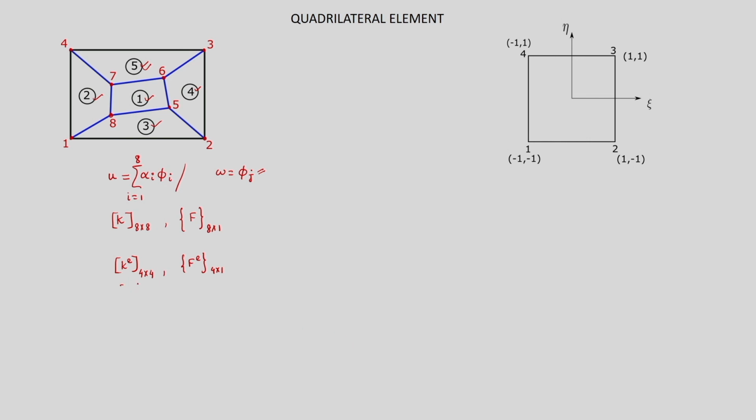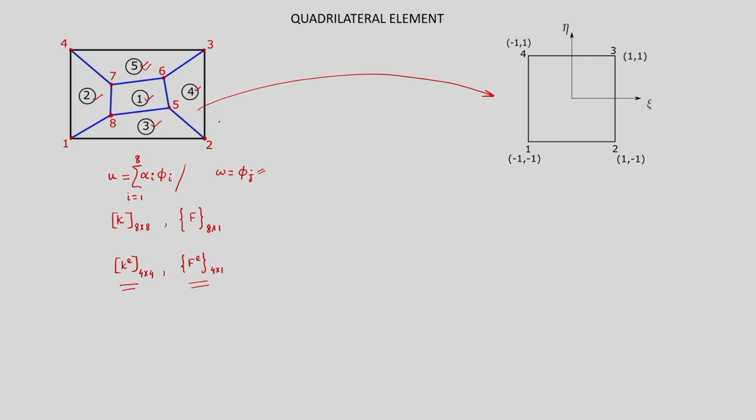Now in order to calculate these Kij's, what do we need to do? We need to map each of the elements to a master element. This is just to calculate these entries numerically, as we have already done for triangular elements. Similarly for quadrilateral elements we also have a master element, which is basically a square of side 2.